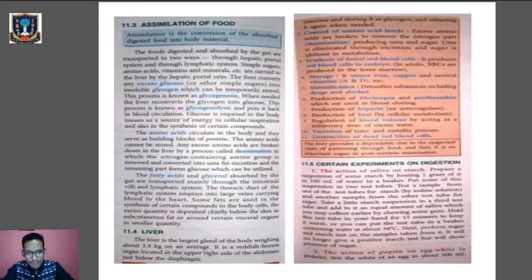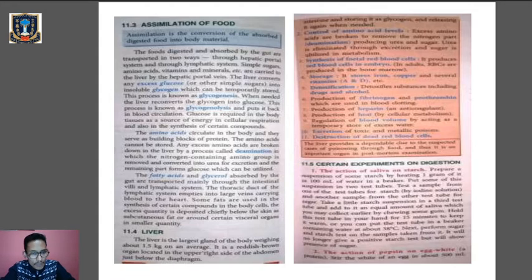Next, the amino acids circulate in the body and serve as the building blocks of proteins. Amino acids cannot be stored. Any excess amino acids will be broken down in the liver by the process called deamination. Clear? In this, the nitrogen groups are removed and converted into urea for excretion, and the remaining part forms glucose, which can be utilized.